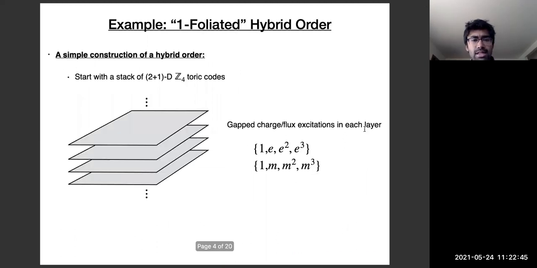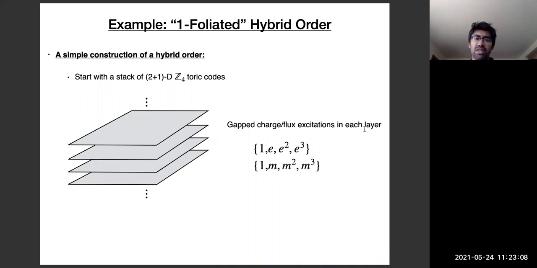So in this talk, I'm going to primarily focus on one key example, which I'll call a one-foliated hybrid order. This one-foliated hybrid order, you should think of as hybridizing, so to speak, or blending the phenomenology of just a stack of Z2 toric codes and a 3D Z2 topological order.